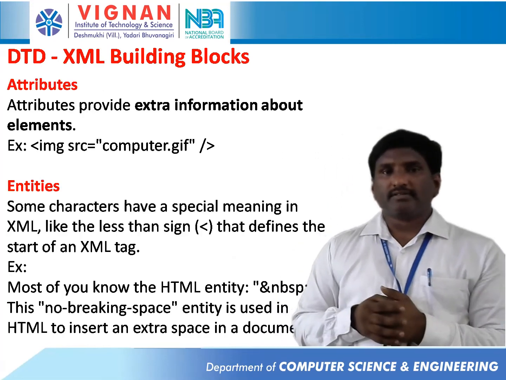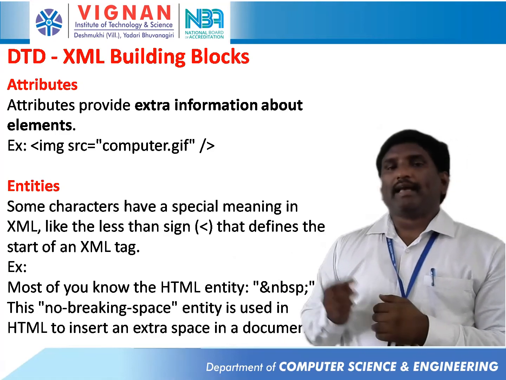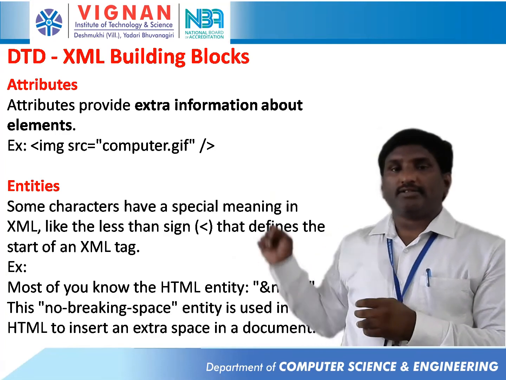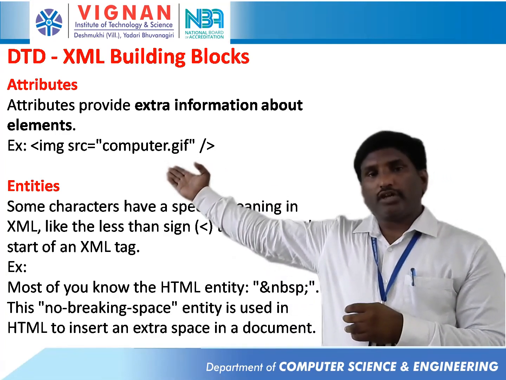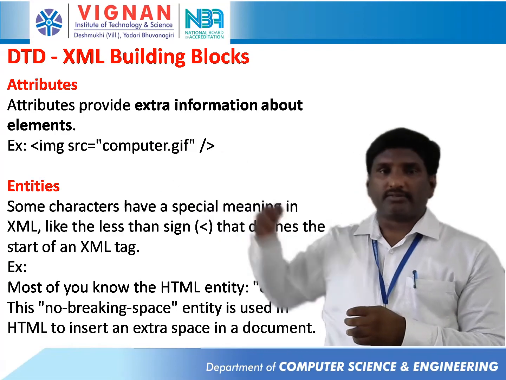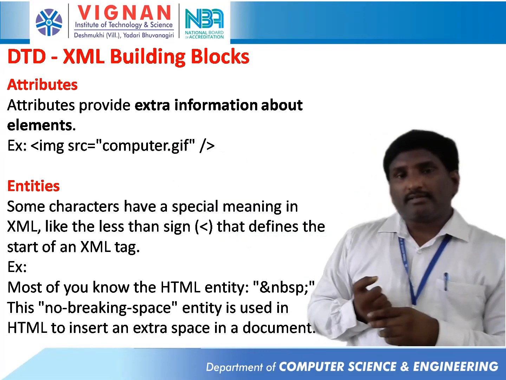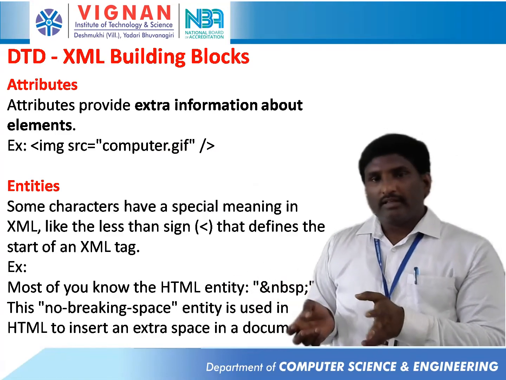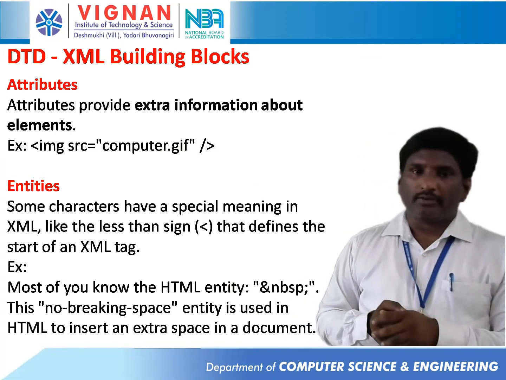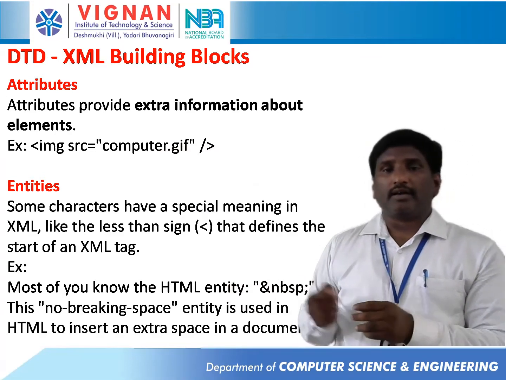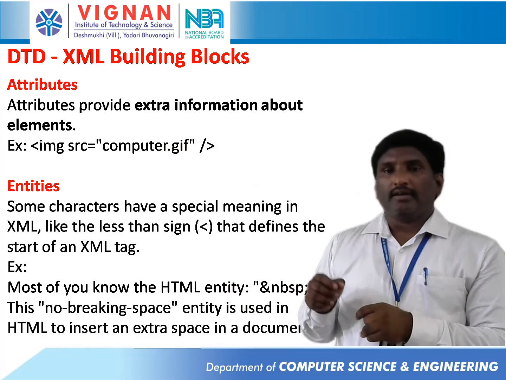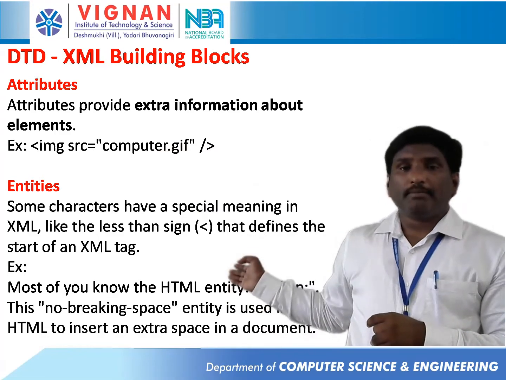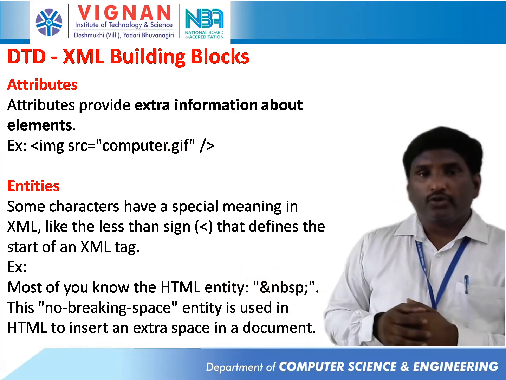Okay, so first we will discuss attributes. Attributes provide extra information about the tag. For example, the img tag with src. This is the image tag, and src is the attribute for the resource. And as for entities, some special characters already have a special meaning in XML, like less than, which defines the start of an XML tag. Instead of using less than, you use ampersand lt semicolon. Most of you know the HTML entity ampersand nbsp, which means no break space.